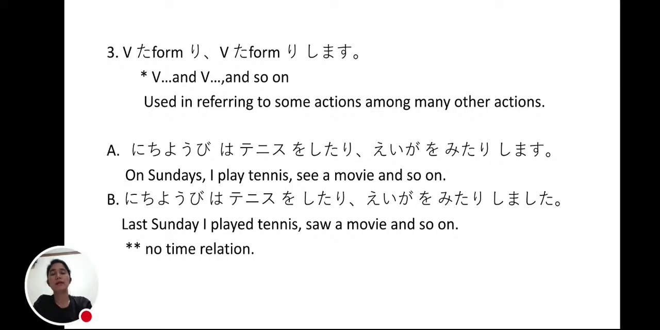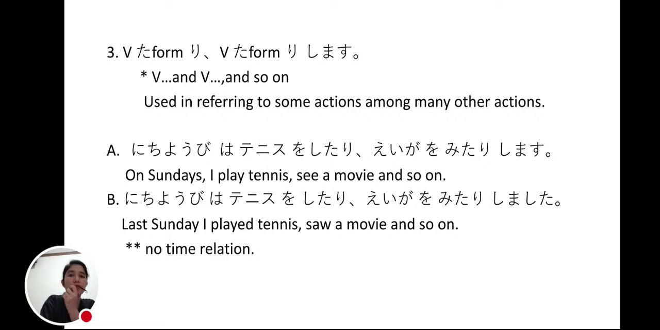Next. Number 3. So we have here tari-tari. If you've heard that tari-tari. So that is used with verbs. So verbs will be conjugated into ta form, then add ri. So ta, that is why it becomes tari-tari. So verb tari, verb tari, and then last will be shimasu.